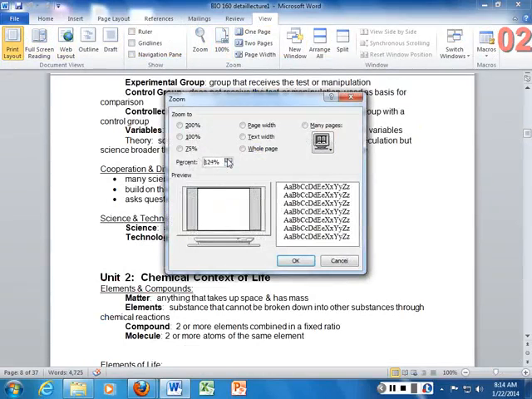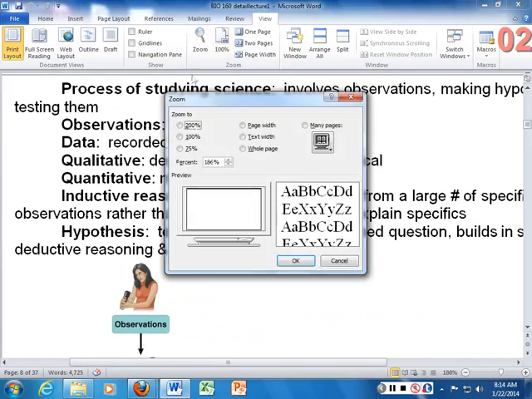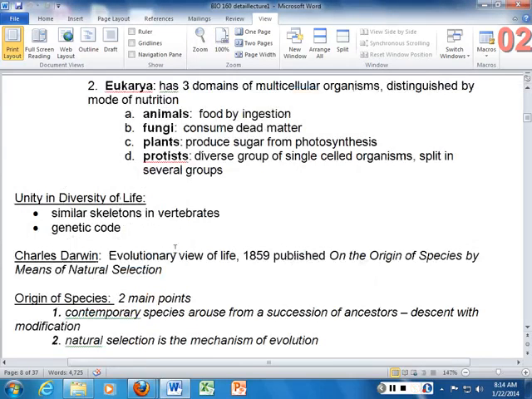See if I can get this to a size that's nice on the screen. Okay, that has everything up there.